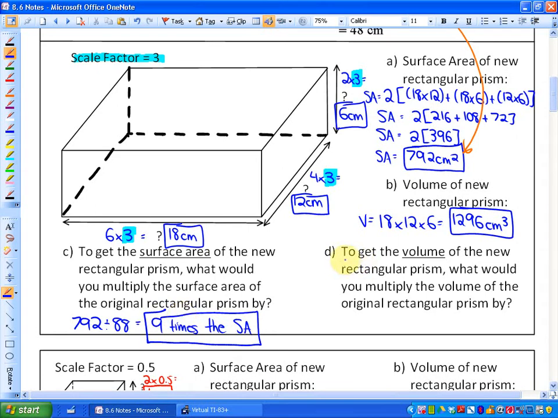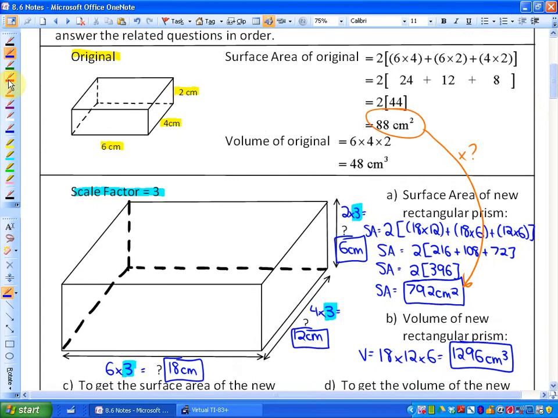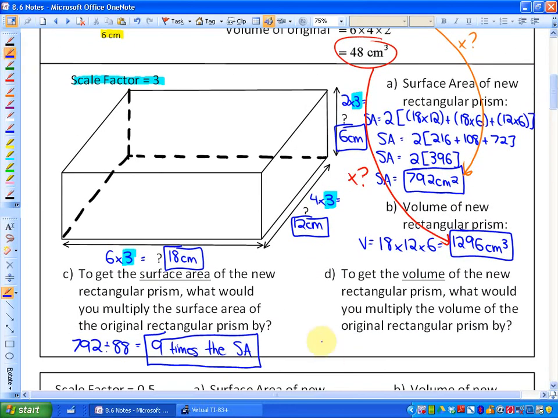Last question in this particular part. To get the volume of the new rectangular prism, what would you multiply the volume of the original rectangular prism by? So if the original volume was 48, what are we multiplying that by to get 1296? Another way to say it, and we're just going to divide. So if we do 1296 divided by 48, you will get that it's 27 times the volume.